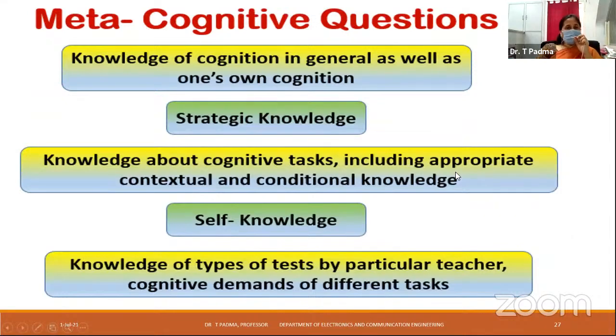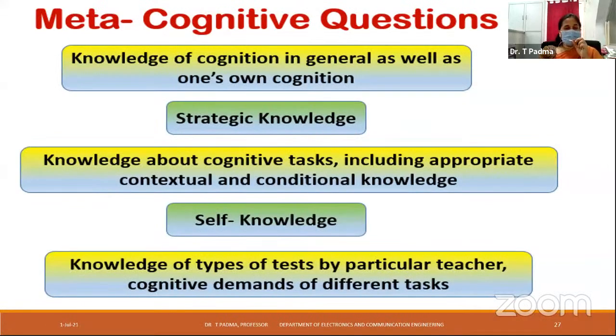So these metacognitive persons should have a knowledge of cognition in general as well as their own cognition, and they should have some strategic knowledge also. And this knowledge about cognitive tasks includes appropriate contextual and conditional knowledge. It is the self knowledge. Based upon that, this knowledge differs for different tasks.